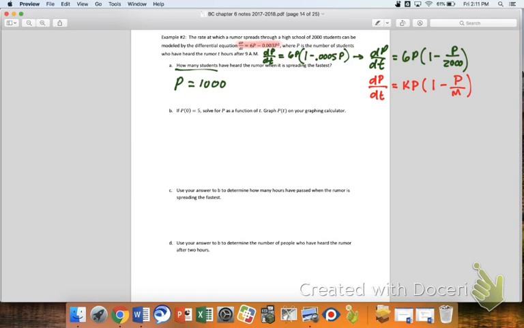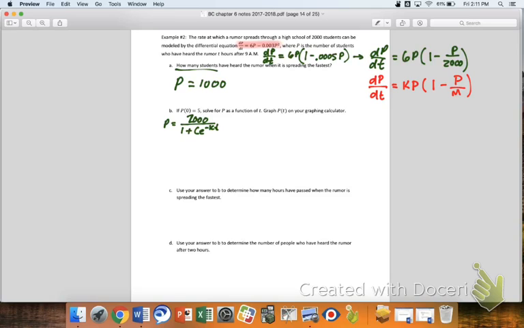So it says if P of 0 equals 5, solve for P as a function of T. Well, there's a couple things we can do right away. I know for sure that P is equal to 2,000 over 1 plus C e to the negative KT. I can start right there, right? Because I know my carrying capacity is 2,000. That's the M in the numerator. I don't know the C and I don't know the K.